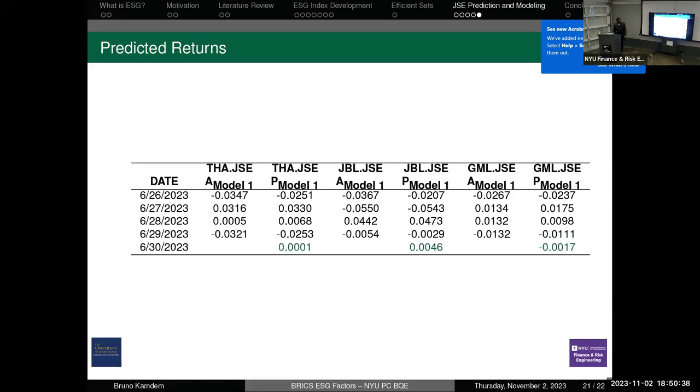Now, when it comes to predicted returns, you have some of the results here. We just did it for one model. In model one, the A is the actual and the P is the predicted. You see, our prediction on average is not very bad. We just use model one for this presentation, but we can extend it to several other models.